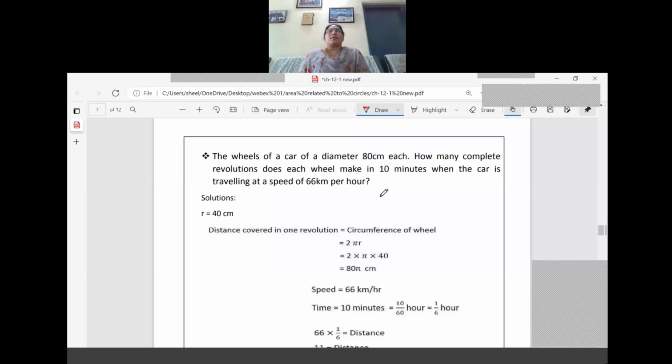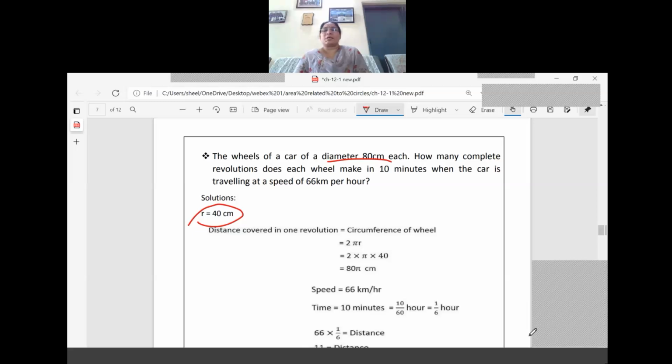The wheels of a car are of diameter 80 centimeters each. How many complete revolutions does each wheel make in 10 minutes when the car is traveling at a speed of 66 kilometers per hour? See, the diameter is given, so we can calculate the radius. What is the radius? R equals 40 centimeters. Again, only revolutions are asked, so it is only about the distance moved.